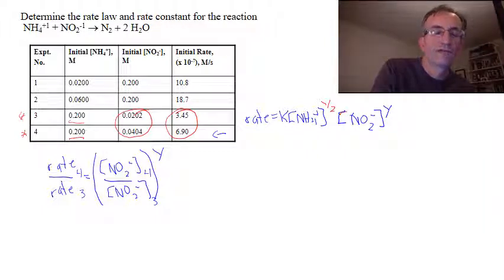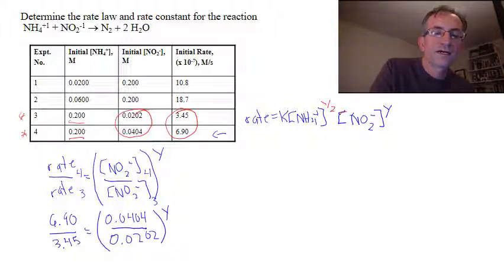All right, so now let's go ahead and plug in. So we have 6.9 over 3.45 equals, and then the concentrations were 0.0404 divided by 0.0202 raised to the y. Now, at this point, we're going to solve for y. So let's go ahead and divide that out. If we divide it out, we get 2 equals 2 to the y.